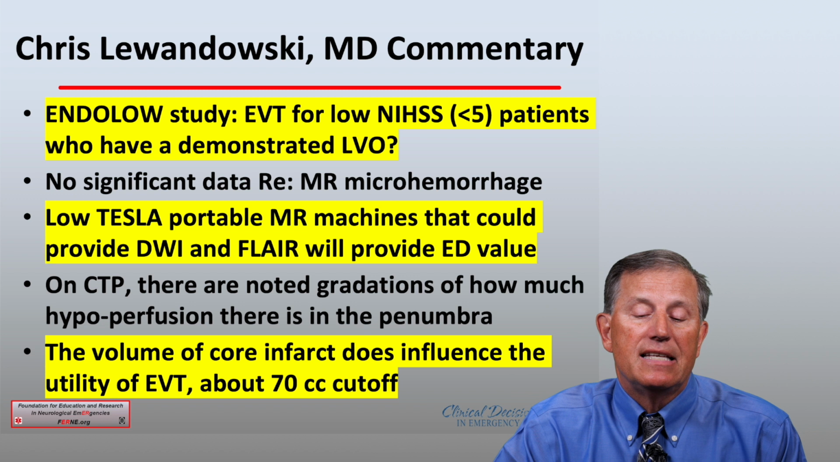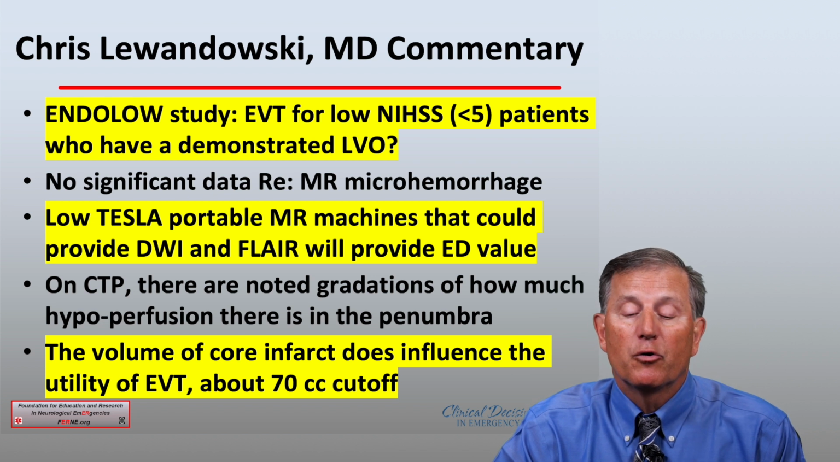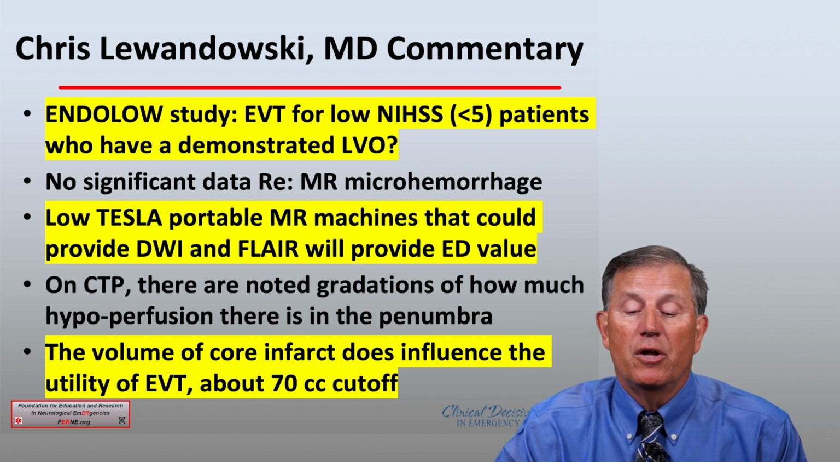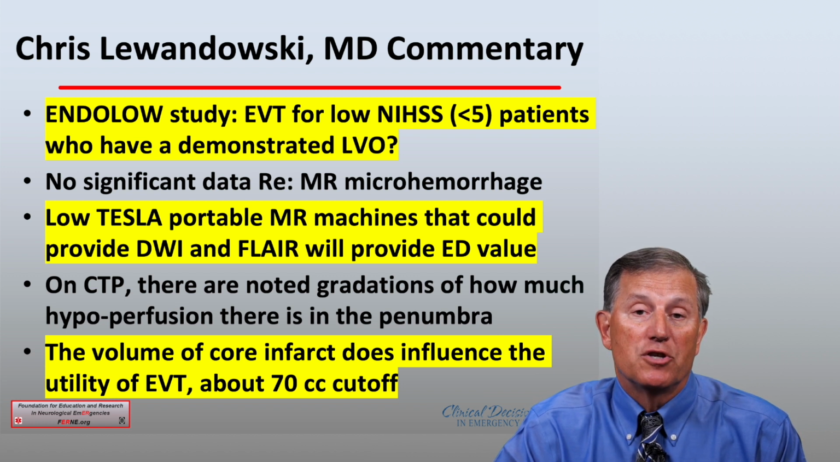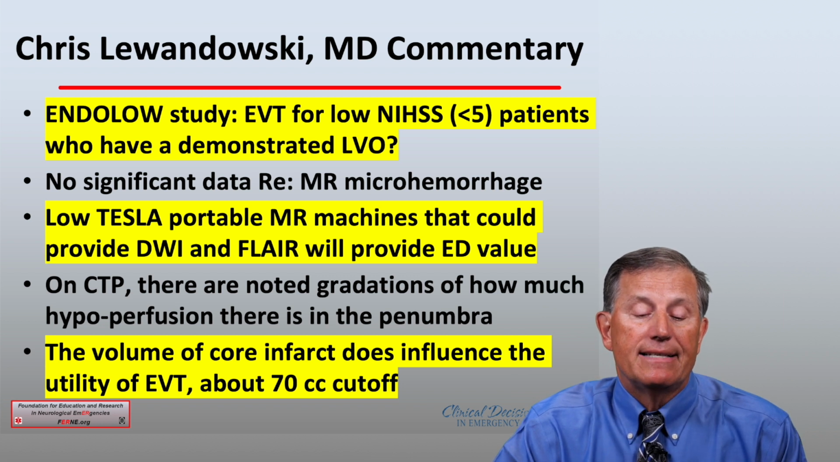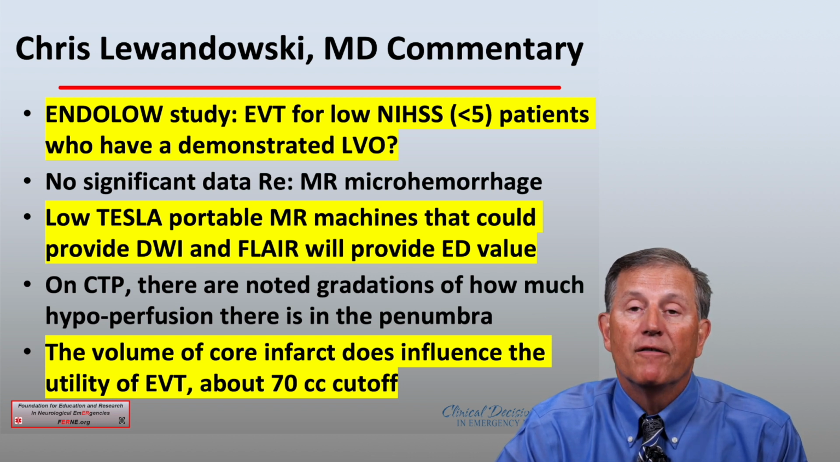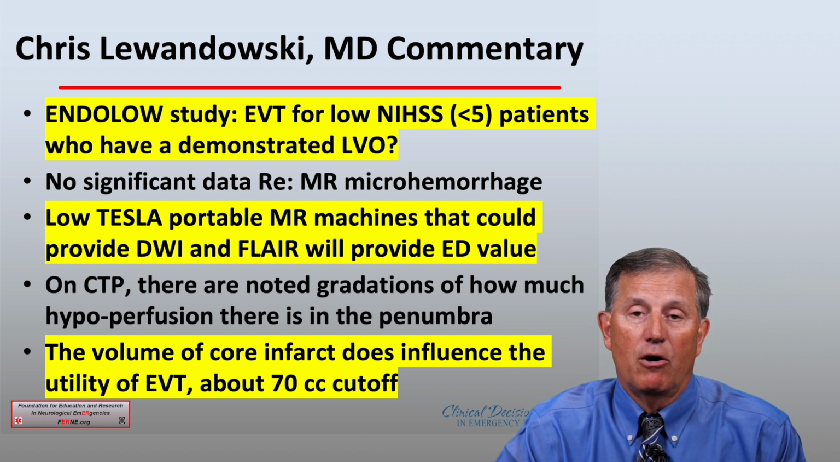He noted that on CTP, there are gradations of how much hypoperfusion there is in the ischemic penumbra, and this may help in determining which of these patients with a large ischemic penumbra should go for EVT. And he stated that the volume of the core infarct does influence the utility of EVT, using about a 70 cc cutoff. Those with larger core infarcts probably will not benefit from these therapies acutely or at 3 months.